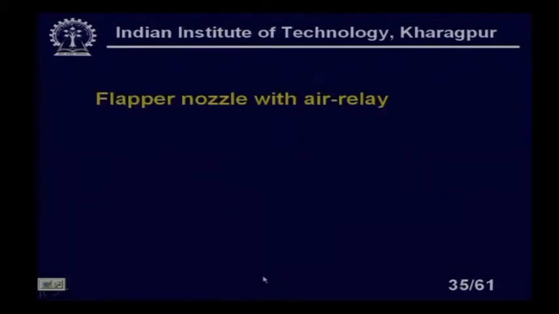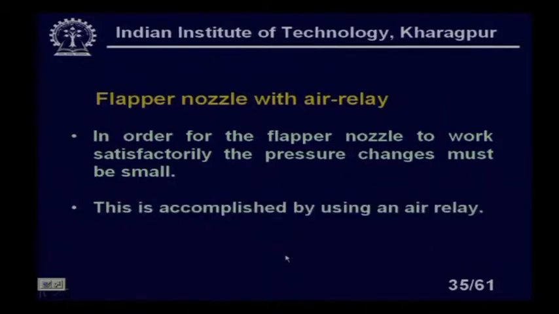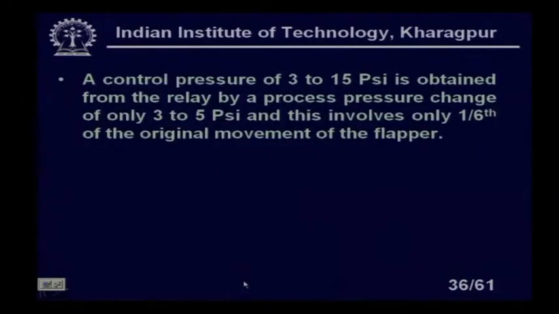Flapper nozzle with air relay, this is another important thing. In order for the flapper nozzle to work satisfactorily, the pressure changes must be small. We have seen that the pressure change must be very, very small, right. This is accomplished by using an air relay. This is an excellent thing. You see how it works. A control pressure of 3 to 15 psi is obtained from the relay by a process pressure change of only 3 to 5 psi, and this involves only 1/6 of the original movement of the flapper.